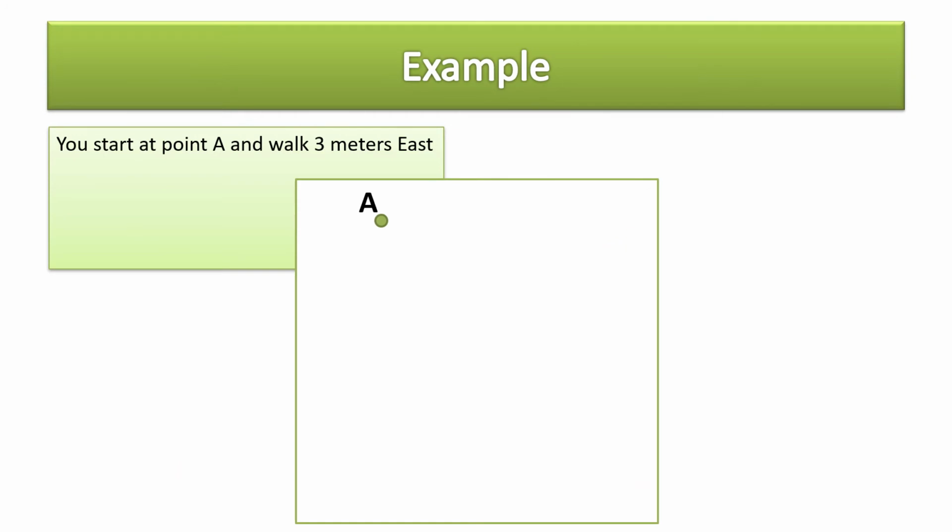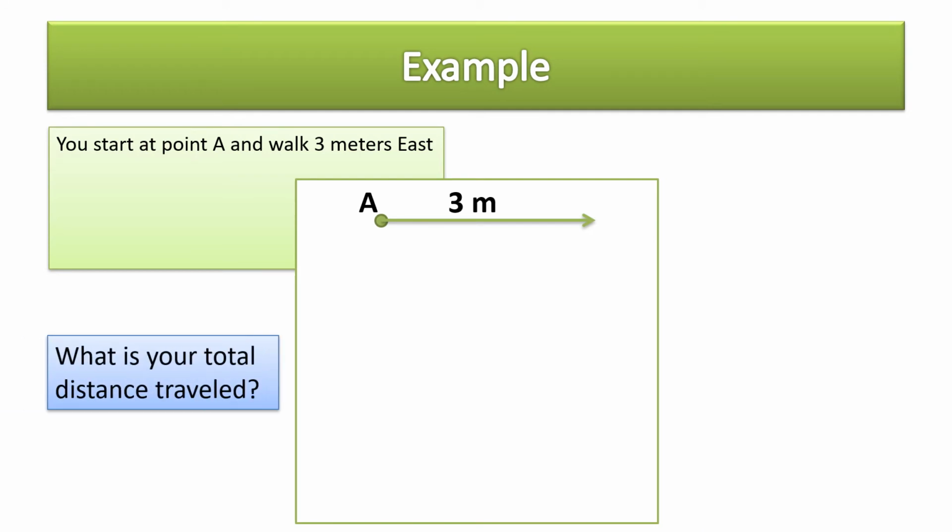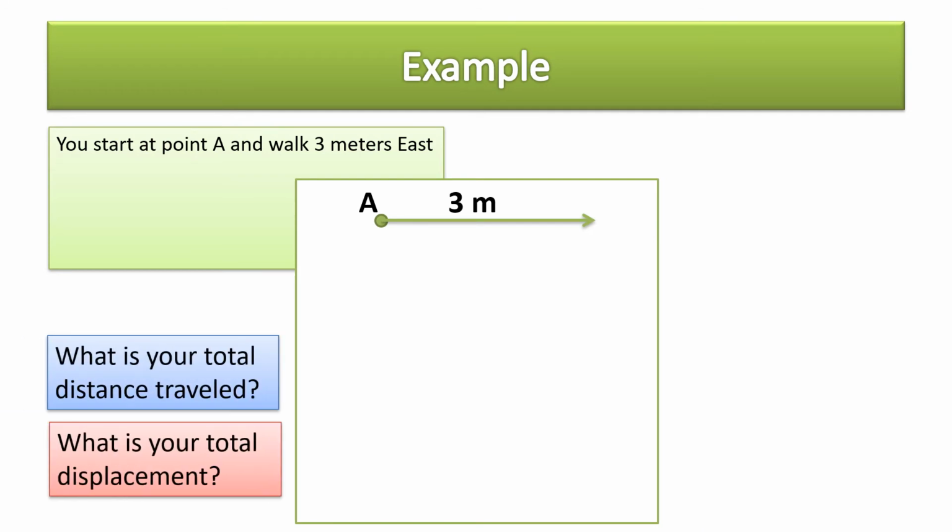For example, you start at point A and walk 3 meters east. The question is, what is the total distance you traveled, and what is your displacement? So your total distance is simply 3 meters. You've only walked 3 meters. But you have to be careful when naming your displacement because it is a vector quantity. You need the magnitude, which is 3 meters, the size of the vector, plus your direction. So we went 3 meters east.